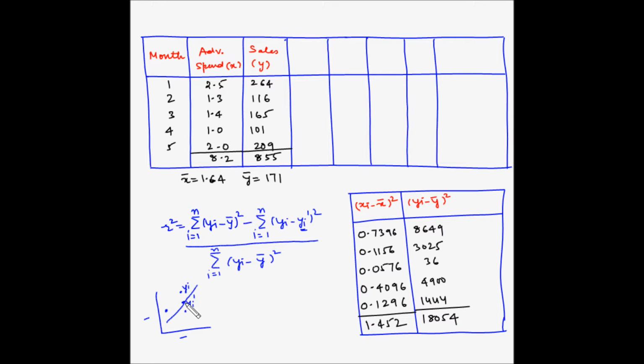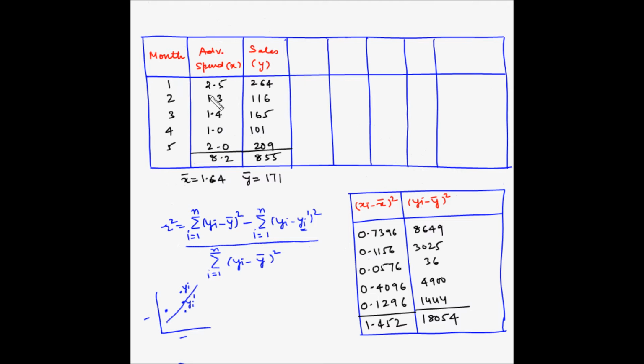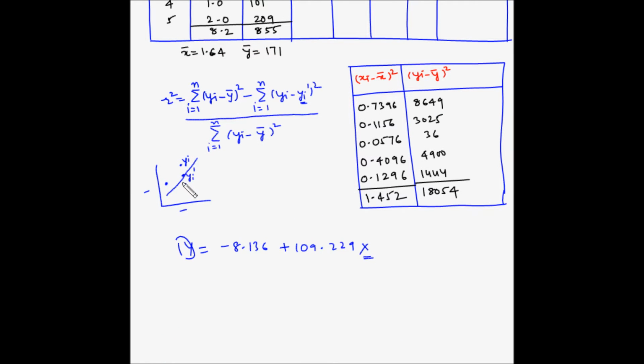Now how can we find this out? So we can find this out using the regression line equation, which we had found in the previous steps, and it is y is equal to minus 8.136 plus 109.229x. So this is nothing but yi dash. So basically what we'll do is we'll put the value of x in this equation and we'll get the corresponding value of yi dash on this line. So we'll put this value and we'll get this value.